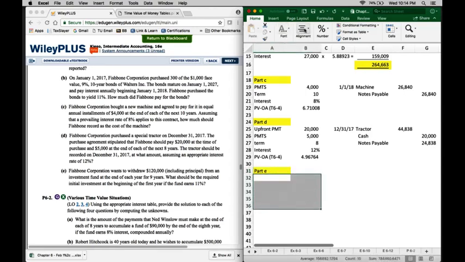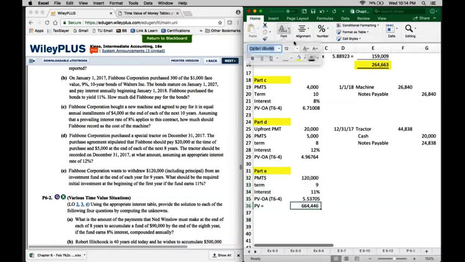So let me write this down over here and see what we're looking at. I have $120,000 that will be withdrawn 9 times. The interest rate is 11%. Again, I'm looking up the present value of the ordinary annuity. I have a series of cash flows, and I want to know what the present value is. So if I deposit $664,446 right now, for the next 9 years, I can withdraw $120,000 each year.